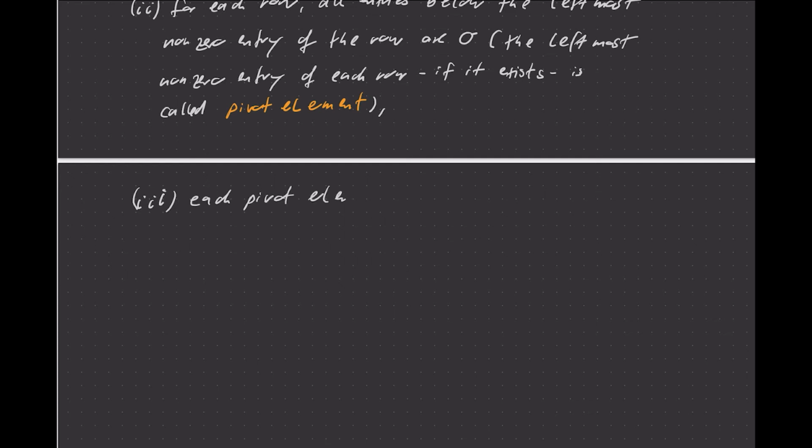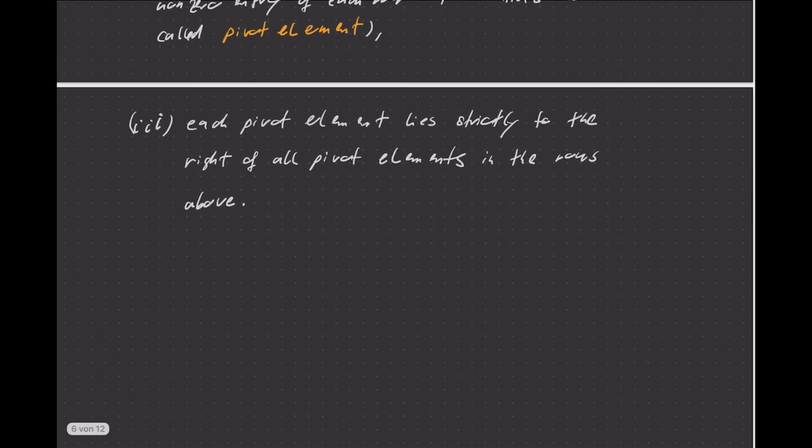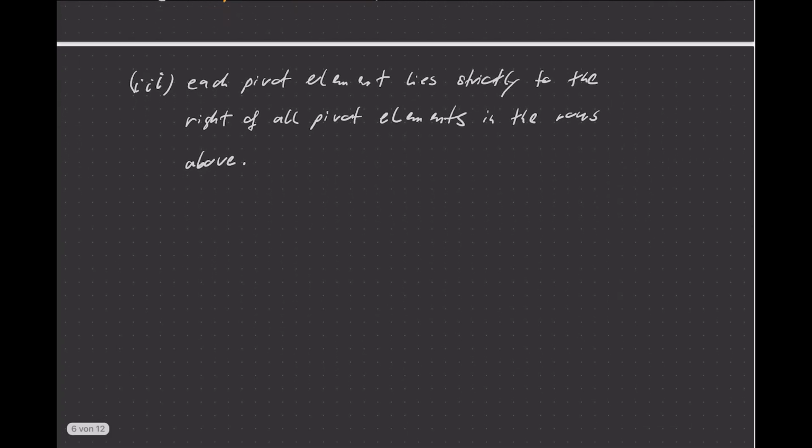Each pivot element lies strictly to the right of all pivot elements in the rows above. So that defines what we call echelon form.